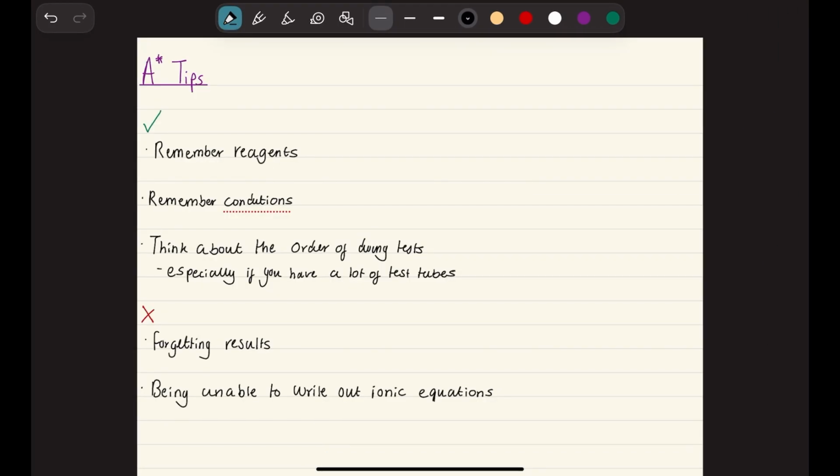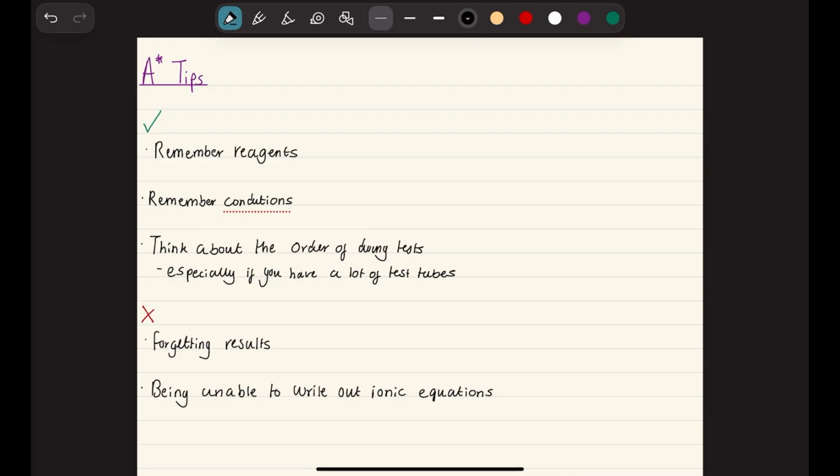Okay, hoping that was a nice send-off for 3.1. So, in terms of the A-star tips, what to do: reagents, conditions, I cannot emphasize how important this is. Not only for module 3, but when you get into organic chemistry as well, it's very important to be able to know reagents and conditions. And then the order you're doing tests is really important.